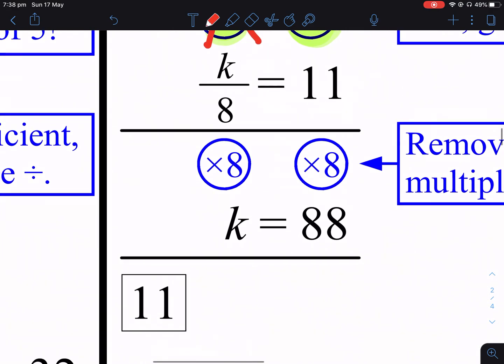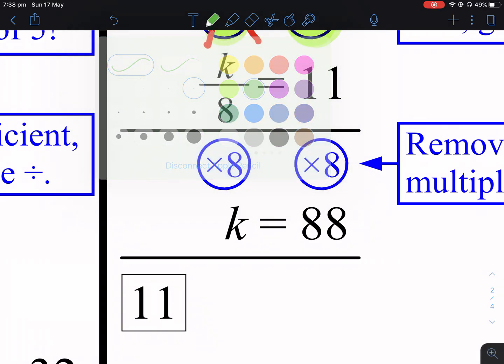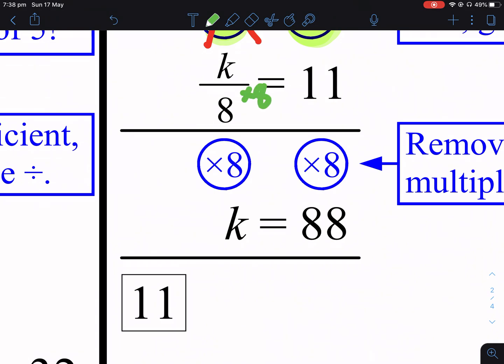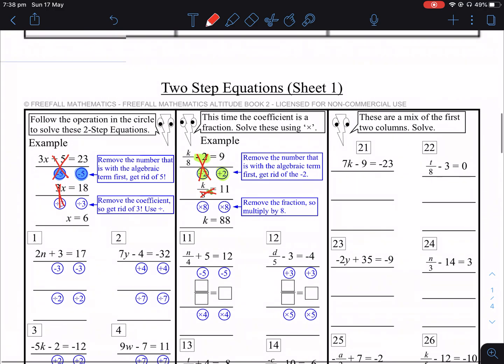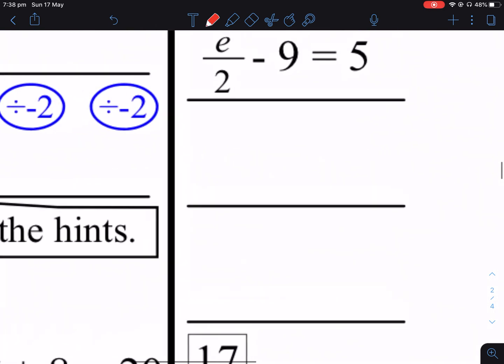And now remember from our one-step equations, to get rid of a fraction, we write a times 8, times 8. But, you know, I always like to write it here. But anyway, 11 times 8, we're still just left with k on the left, and 11 times 8 is 88. Let me try one that doesn't have the hints.